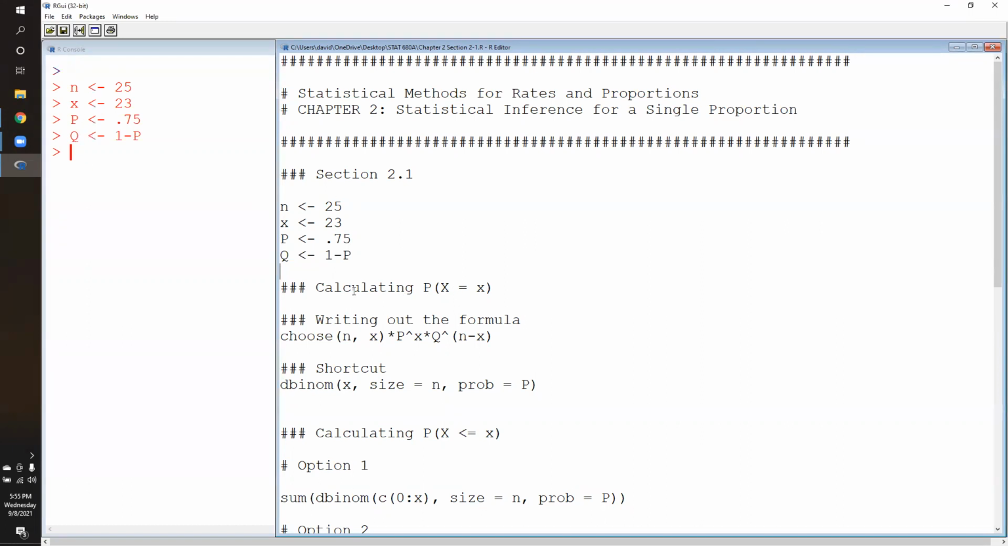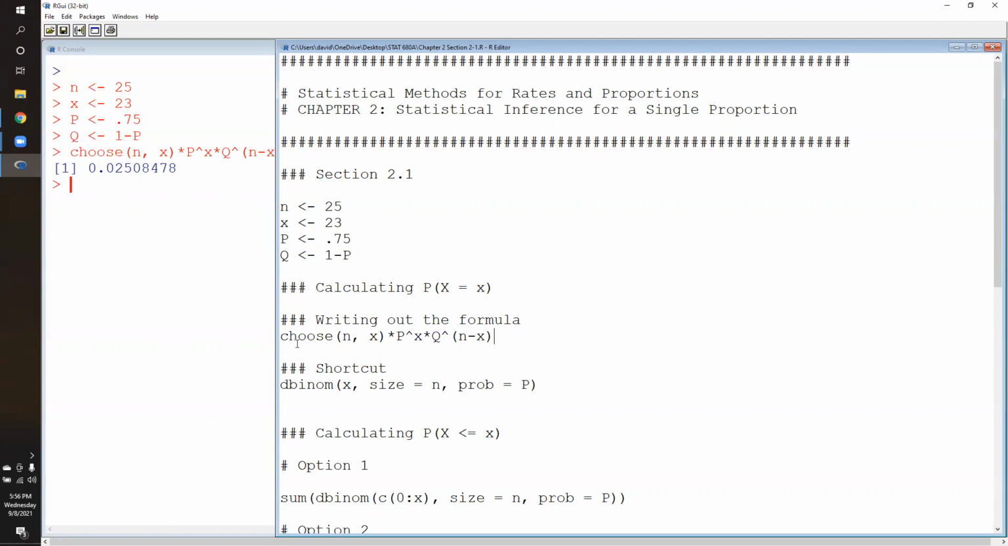So to start, we want to calculate the probability that X equals 23. And similar to the formula in the book, we could just hand write out the binomial formula: N choose X, P, the probability of success to the number of successes, and then the probability of failure to the number of failures. And if we run that through, we see that we get a probability of about 0.025.